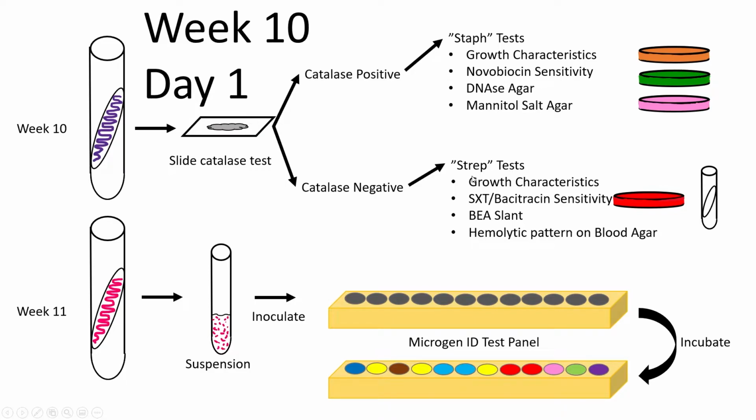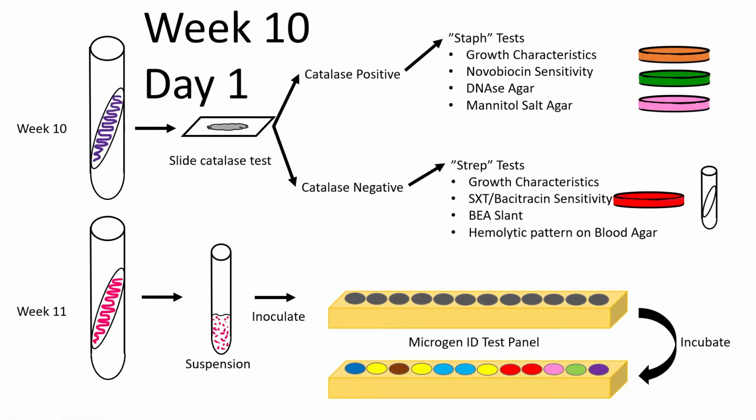If you have the strep bacteria, which is catalase negative, you're going to do a different set of tests. You're going to streak it on a Mueller-Hinton agar, and you're going to do SCT bacitracin sensitivity. Then you're going to inoculate a BEA slant, and then you're going to look for a hemolytic pattern on blood agar.